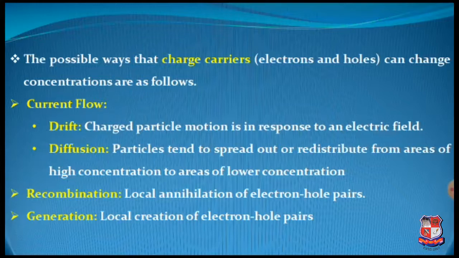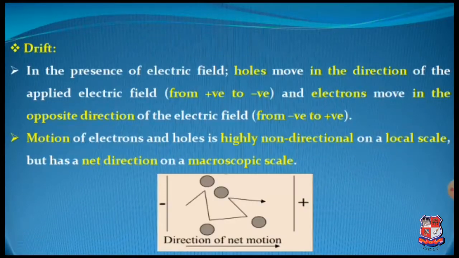Number 2, another possible way that charge carrier concentration can change, is recombination, in which electron and hole pairs recombine, which is also known as local annihilation. Then there is generation, the local creation of electron and hole pairs. Of these, the major criteria for the present study are drift and diffusion. So what is drift?